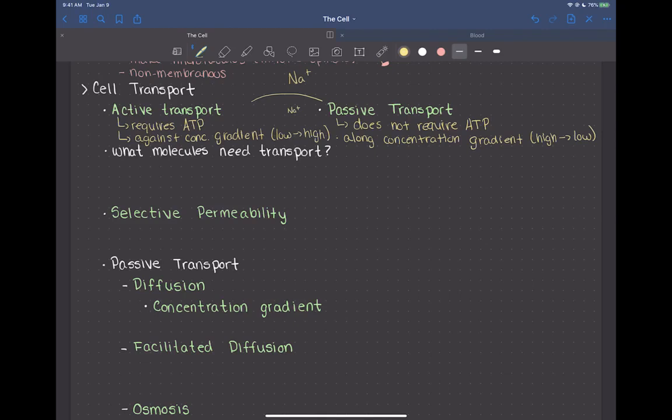So what molecules need transport? Those are going to be polar molecules, molecules that are large, and then also molecules moving against that concentration gradient. Those are going to need some help in order to be able to move against that concentration gradient, okay?